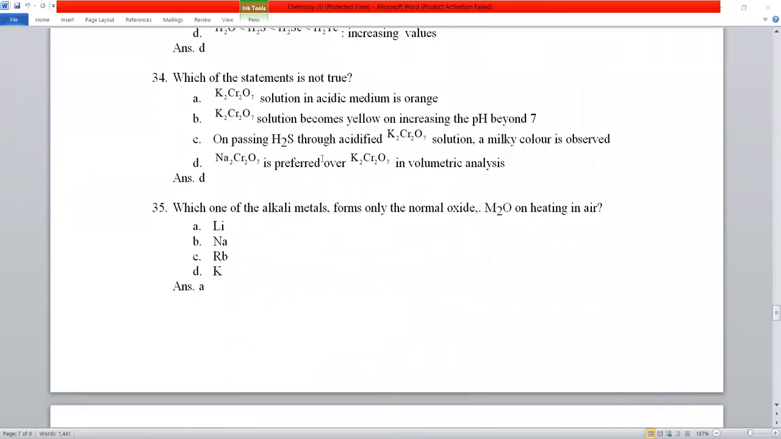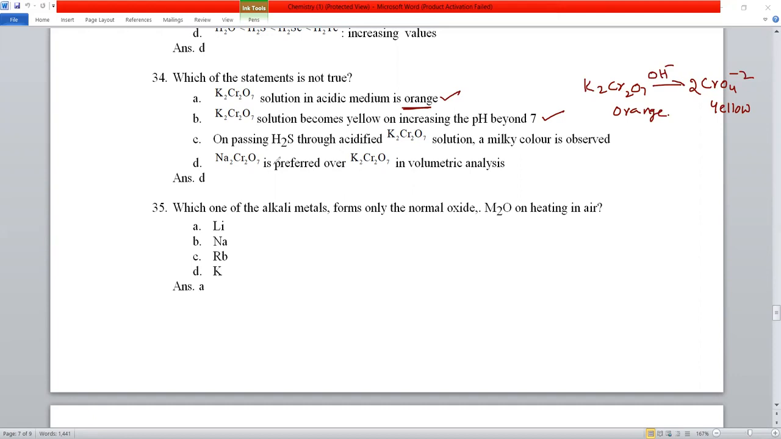Question number 34, which of the following is not true? K2Cr2O7 in acidic solution, what color? Orange color, correct only. And K2Cr2O7 becomes yellow on increasing pH beyond 7. Nothing but in basic medium, it should be the yellow color. Why? Because K2Cr2O7 in basic media, with OH minus, is converted to CrO4 2 minus. Dichromate is converting to the chromate form. This is yellow color, this is orange color. So it is correct only. pH beyond 7 means basic nature.